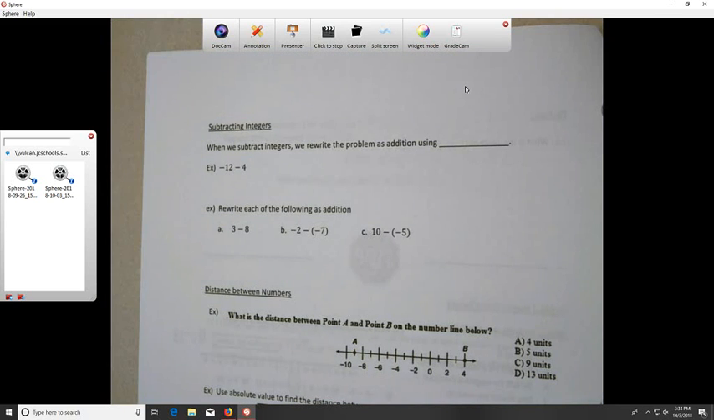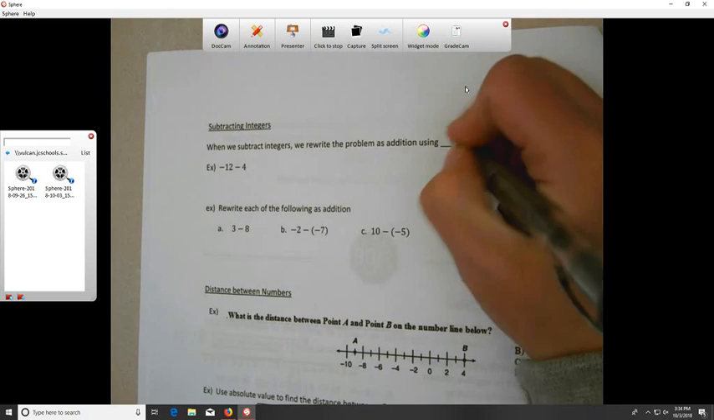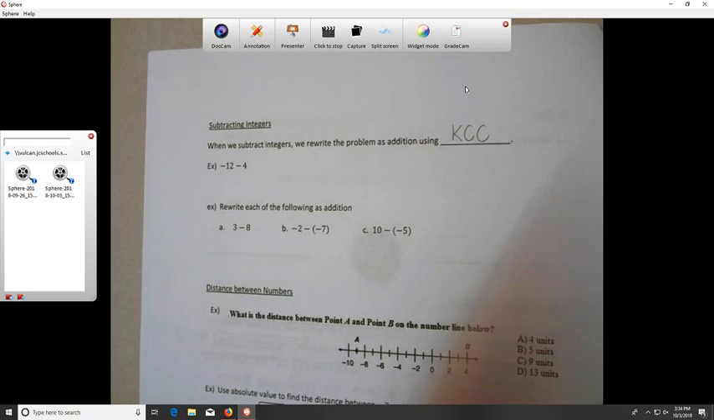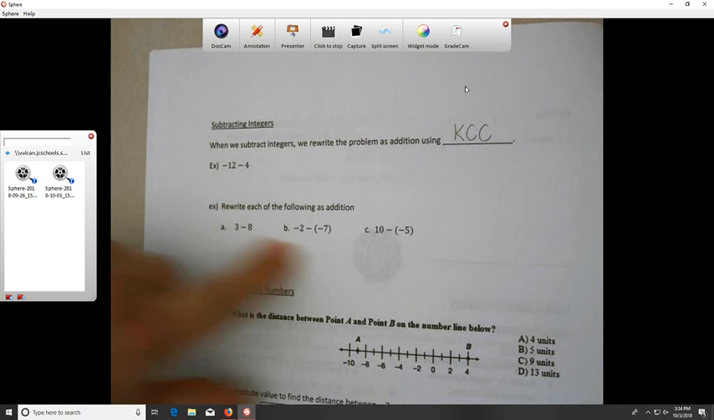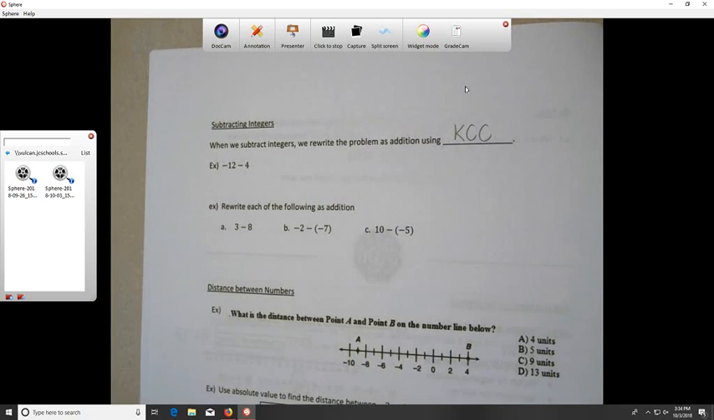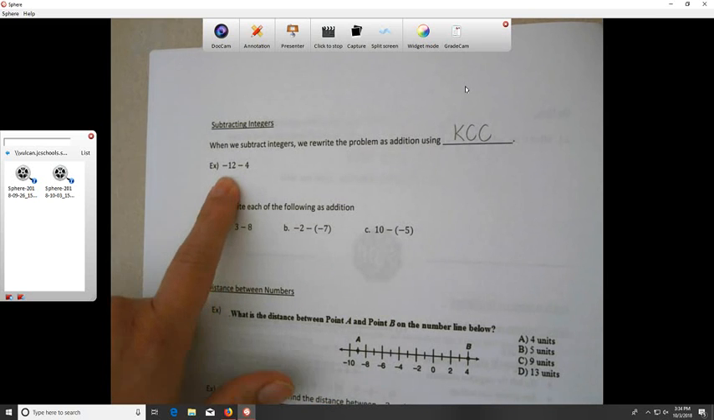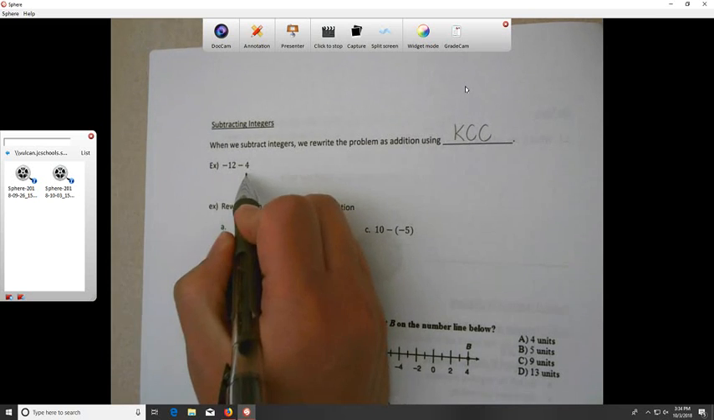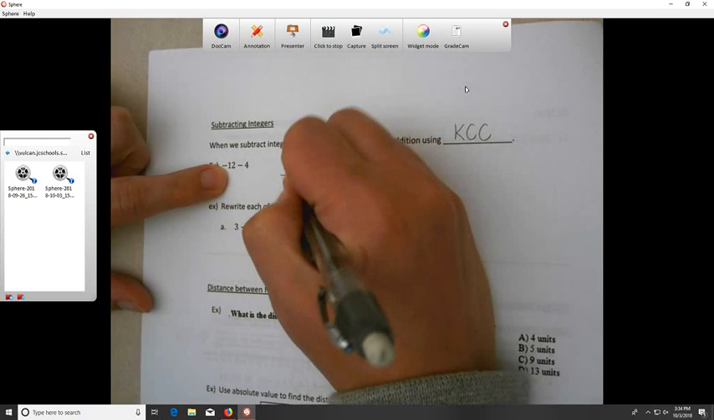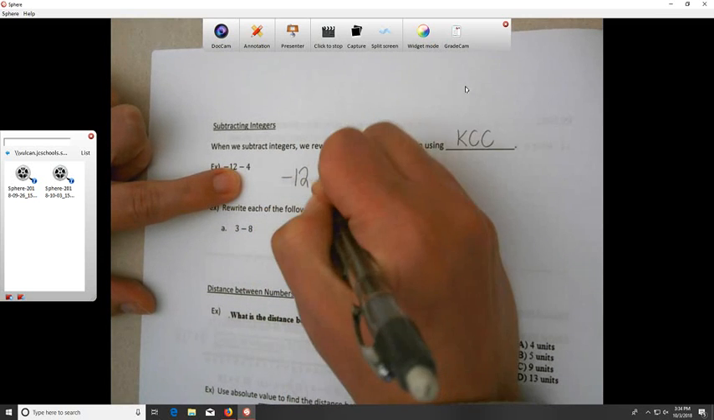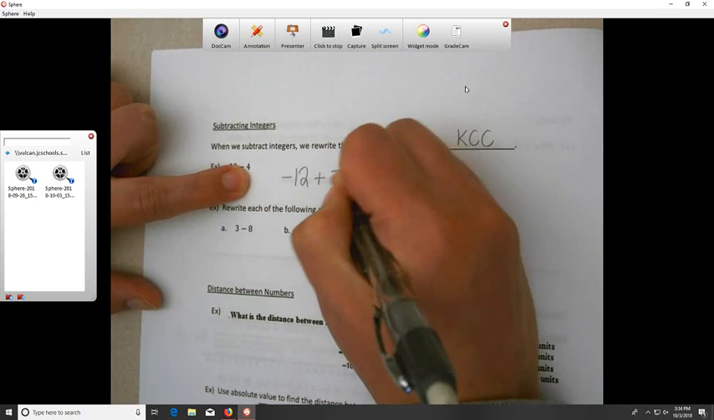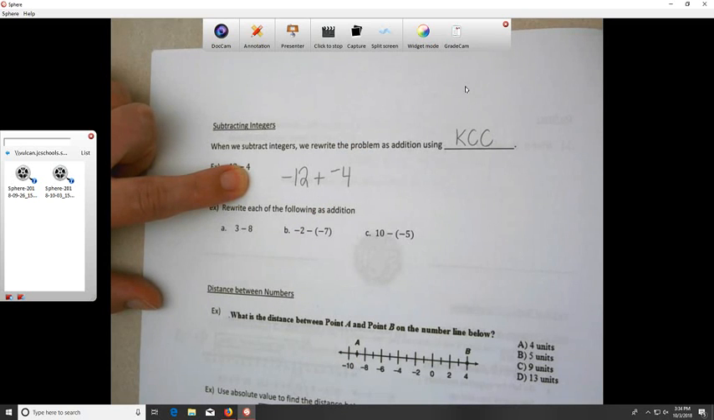Alright, the next thing we're talking about here is subtracting integers. And what you have to know about subtracting integers is that we always have to rewrite the problem as addition by doing keep, change, change. So all we're doing here is just practicing rewriting these questions as addition. So for example, in the first one, if I do negative 12 minus 4, I'm going to keep the negative 12, change subtraction to addition, and change 4 to negative 4.